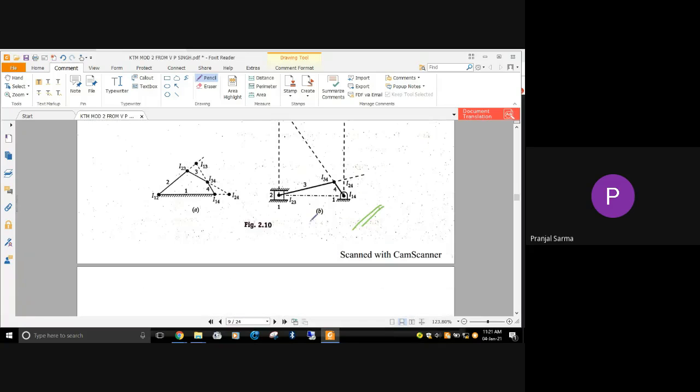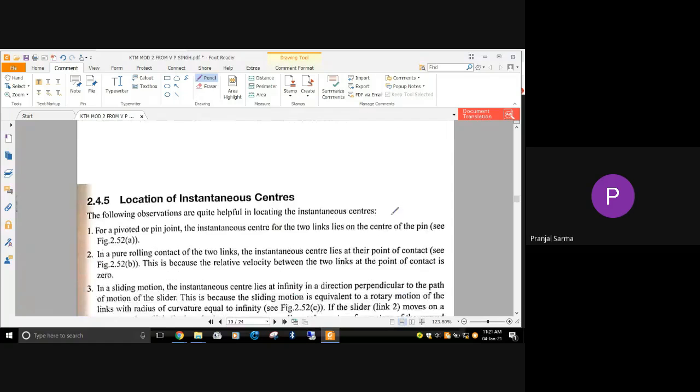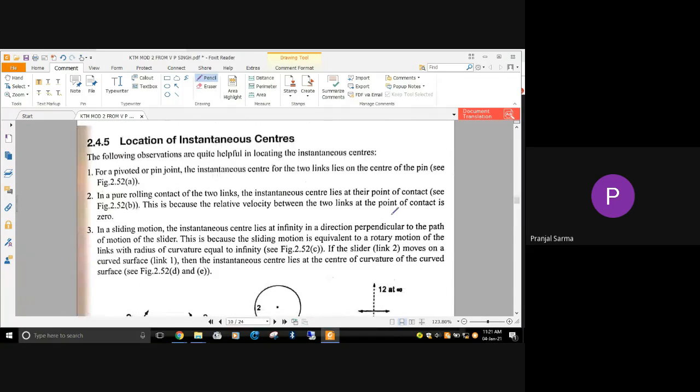Here it is about locating, but prior to doing this, for a slider crank mechanism or a 4-bar mechanism, we must know the criteria for locating the instantaneous center. So that thing we are going to discuss now. Okay, so I believe up to this much it was clear. I hope so.